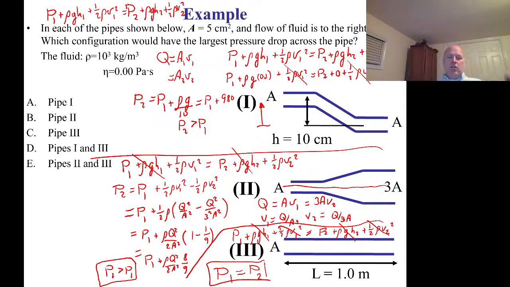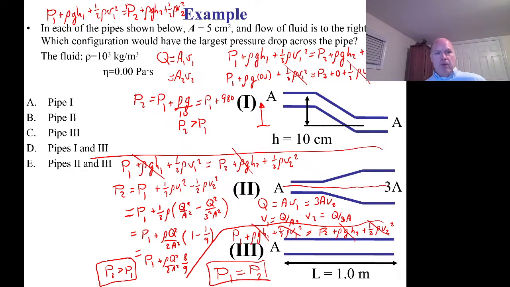So what happens is in part 1, the pressure increased by 980 Pascal. In the second one, it increased by a funny formula there, 8/9 and so on, but it increased, okay? And in the third one, the pressure actually stayed constant, because it's not going up and down, and it's not changing velocity, so the pressure stays the same.